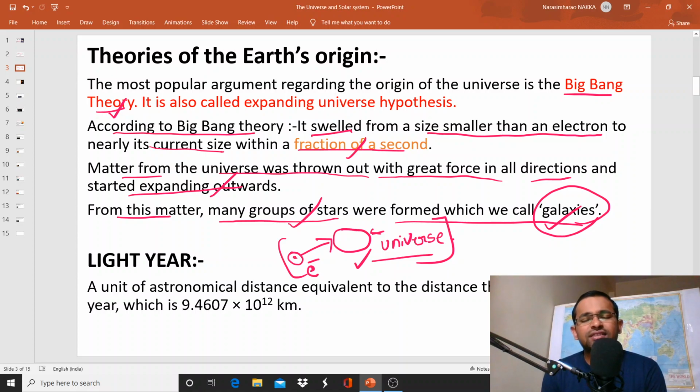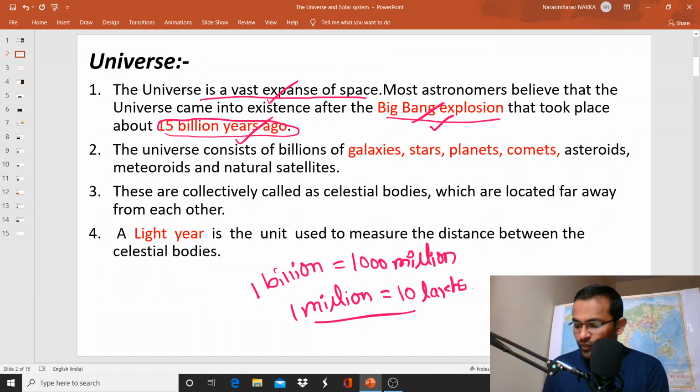So a galaxy is nothing but a cluster of stars. A group of stars is called a galaxy, and billions of galaxies are formed in the universe. So the universe consists of billions of galaxies, stars, planets, comets, asteroids, meteoroids, and natural satellites.